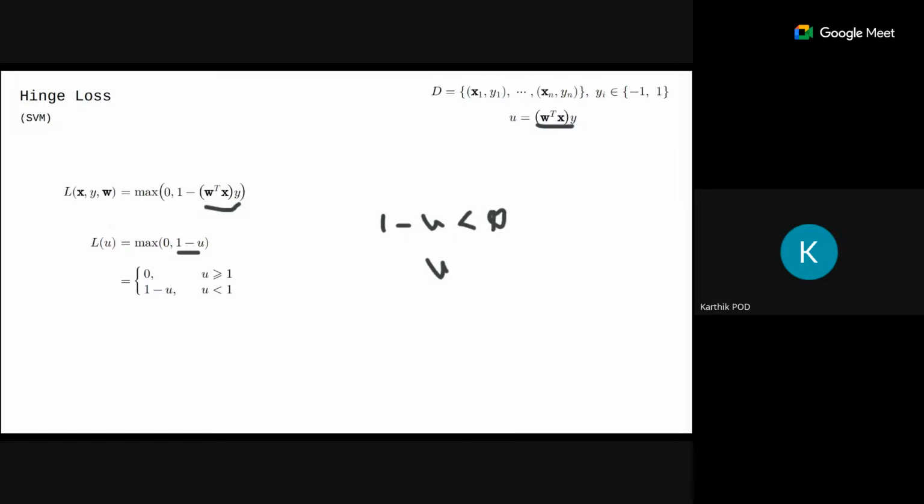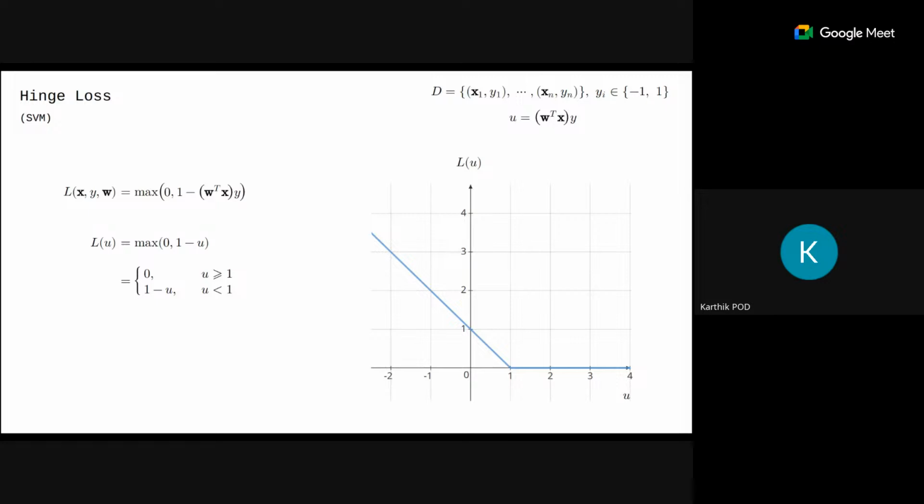So when is 1 minus u negative? When u is greater than 1. That is this case. And the other one: when u is less than 1, 1 minus u is going to be positive, and therefore you will end up with this particular curve, a piecewise linear function.